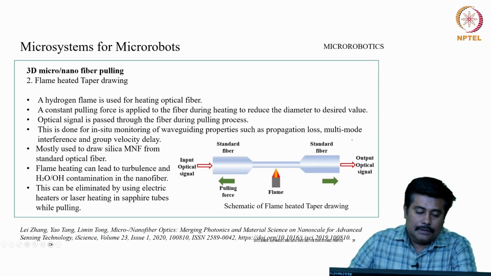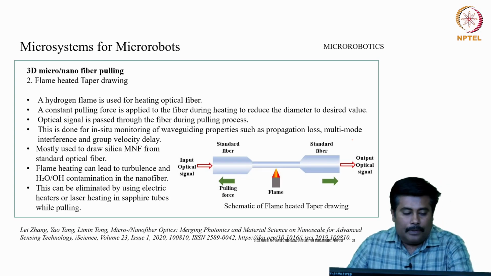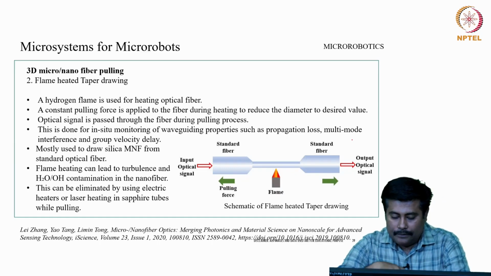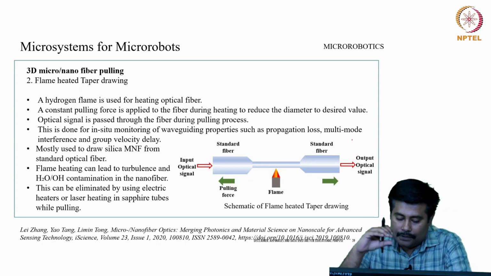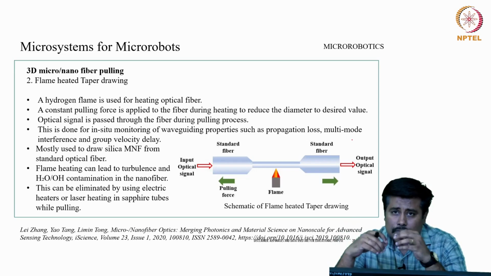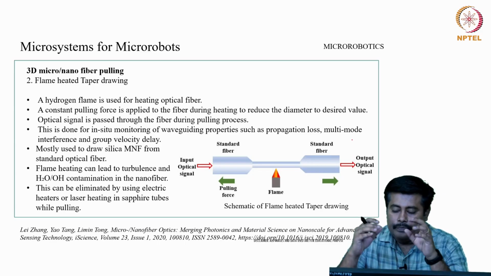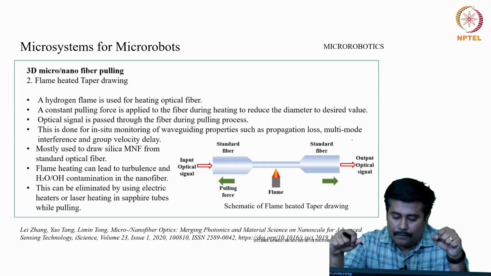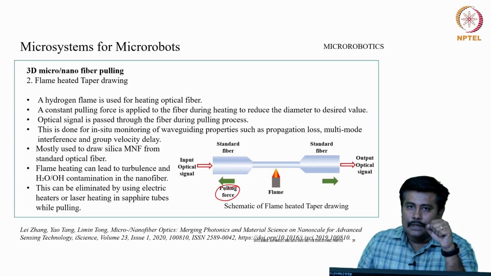Now, let us discuss the next concept, which is called flame heated taper drawing. If we look into this particular process, this is a standard fiber of a particular diameter. In order to treat it, a flame is introduced. With reference to the flame, the complete material gets heated up and then you can pull the fiber. The fiber is pulled with a pulling force which is exerted over here.